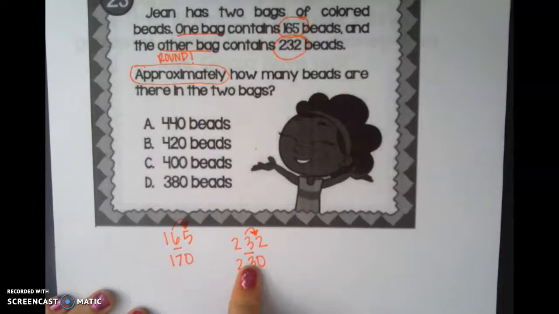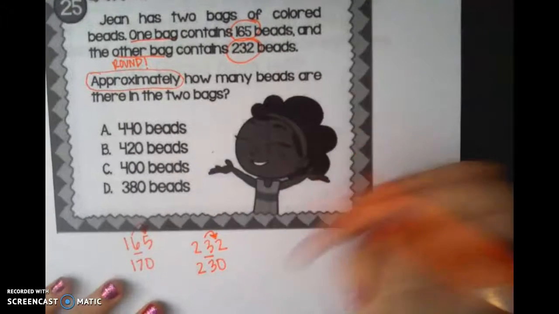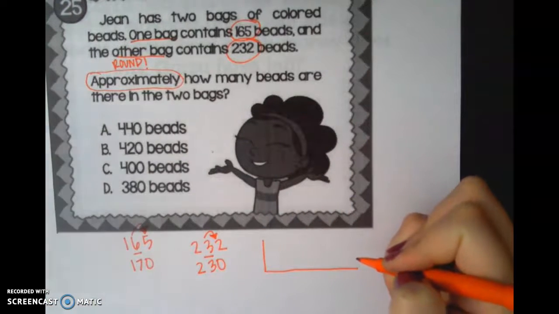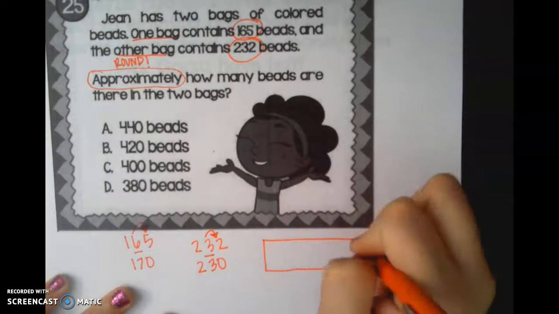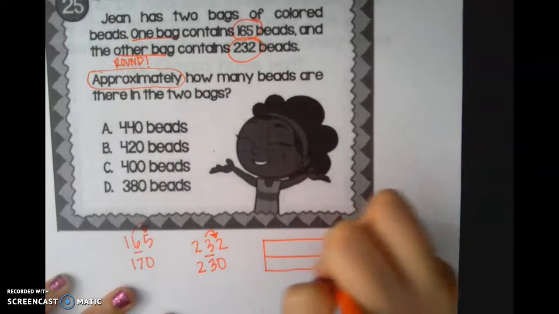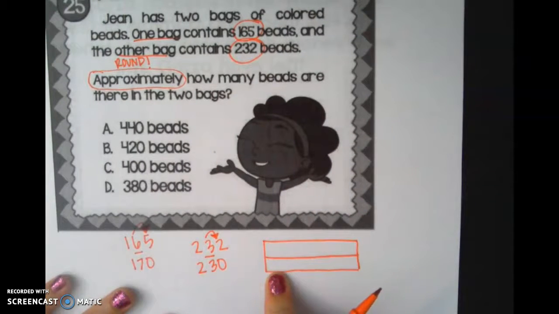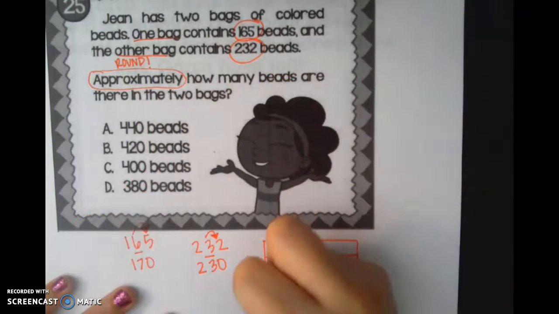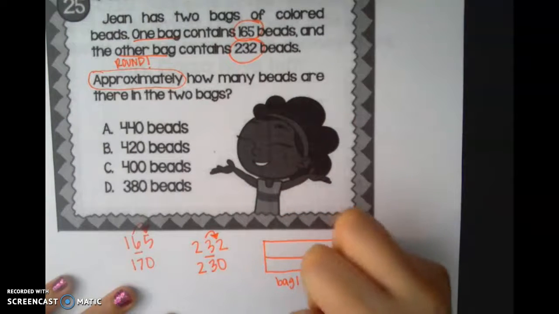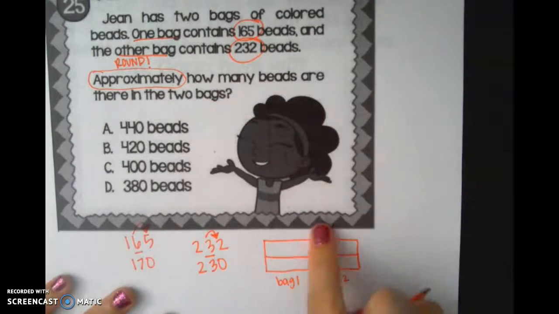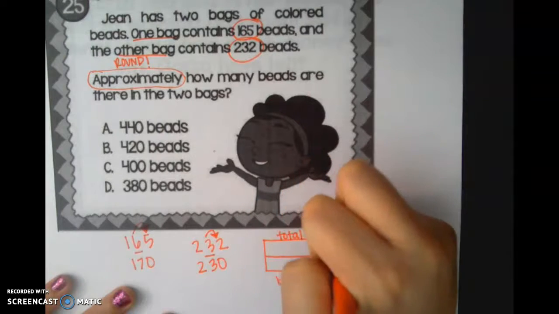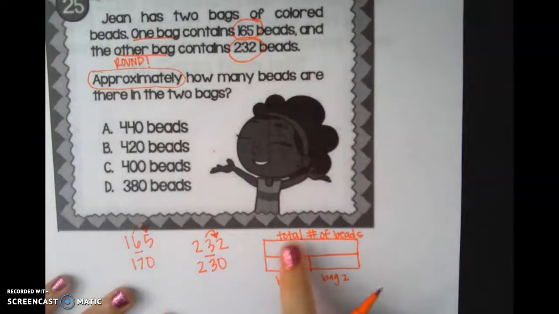So now I have my numbers rounded, and now I'm going to make my strip diagram. Remember, the whole goes on top, and the parts go on bottom. Sometimes you're going to have more than 2 parts. Sometimes you'll have 3 parts or 4 parts. In this case, we only have 2. He just has 2 bags. So I'm just going to do this, and I'm going to label this bag 1, bag 2. This is the total number of beads. Okay? Labeling is very important.